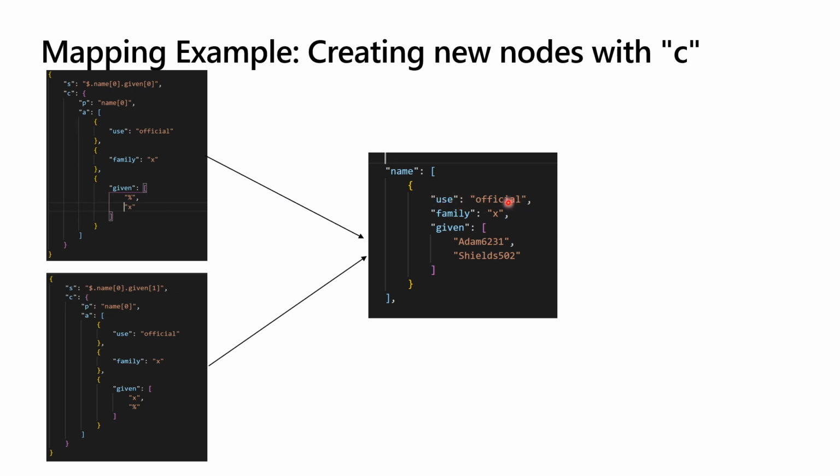So the use official element is the same from the attribute array. Family name is a literal string of X from both maps, and inside the given array, you get percentage, that is the Dataverse attribute value that gets replaced at runtime, and then the percentage, the Dataverse attribute value for the second element at runtime, resulting in a given name of this one highlighted here.